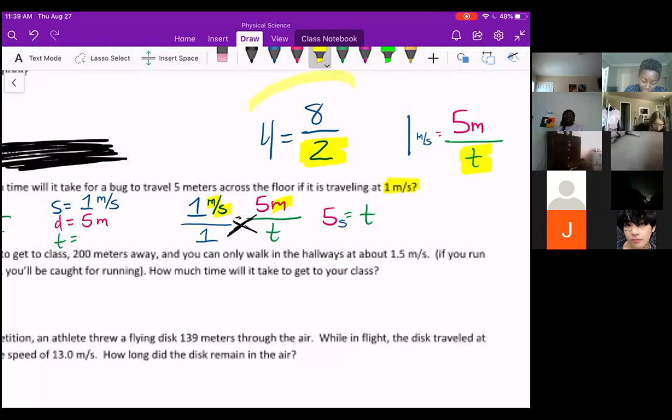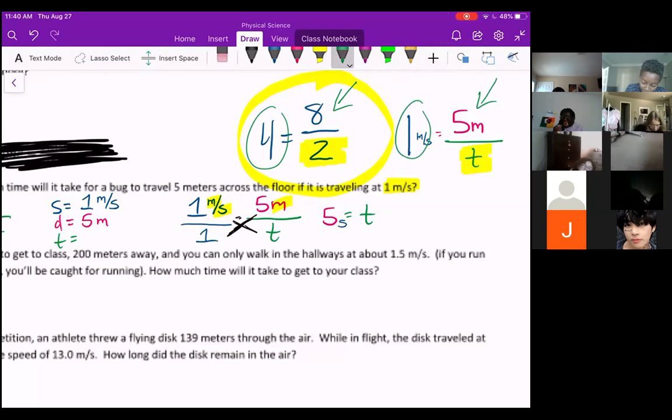Looking at this, how would I get 2? What do I have to do? You divided. I had to divide this top number by the big number. So if I do the same thing over here, divide this top number by the big number, guess what I get? 5 seconds, okay? So that's my shortcut. So every time I do math problems like this, I always write 4 is equal to 8 over 2. And it doesn't matter what numbers you use, as long as this is a true statement.